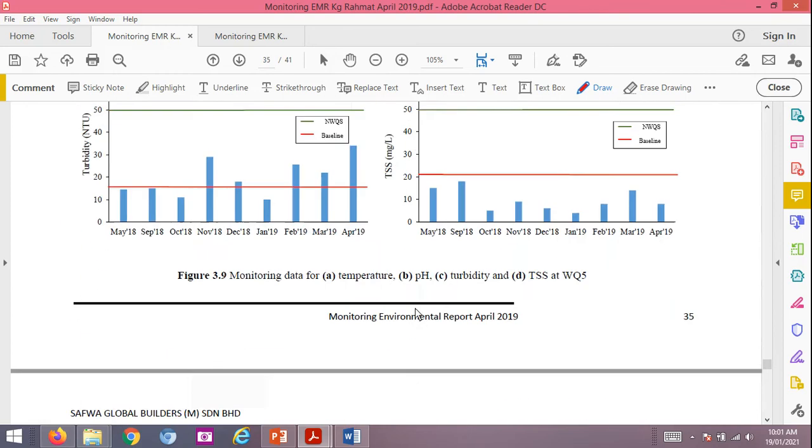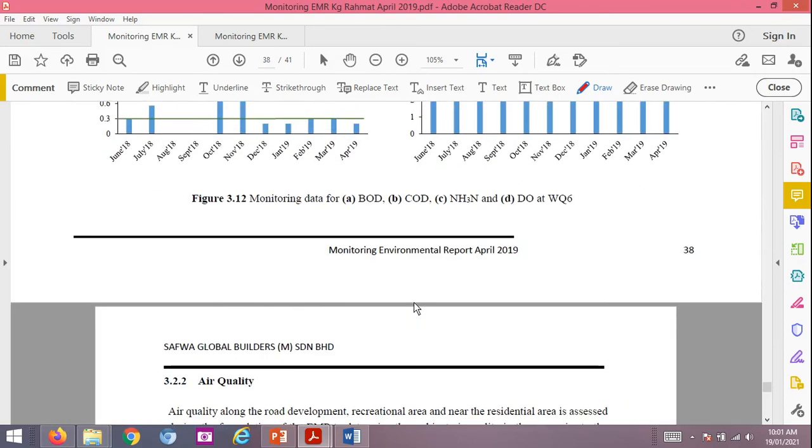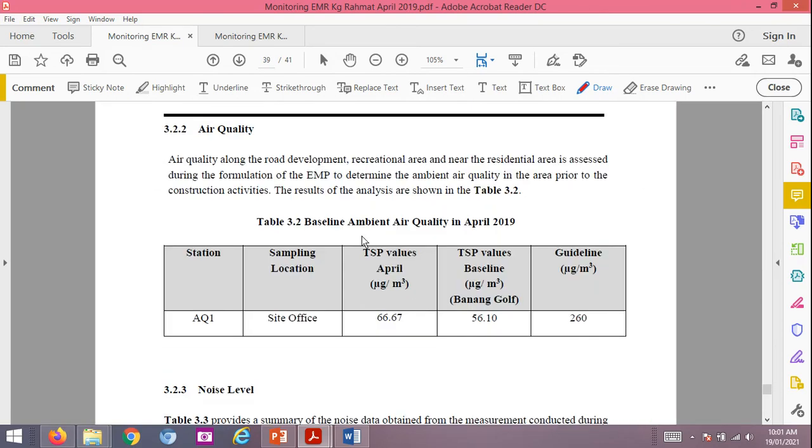This one is water quality. Okay, I will show it directly. So this one is the baseline. Baseline, I have explained before: any activity. You measure the baseline before any activity, before construction.